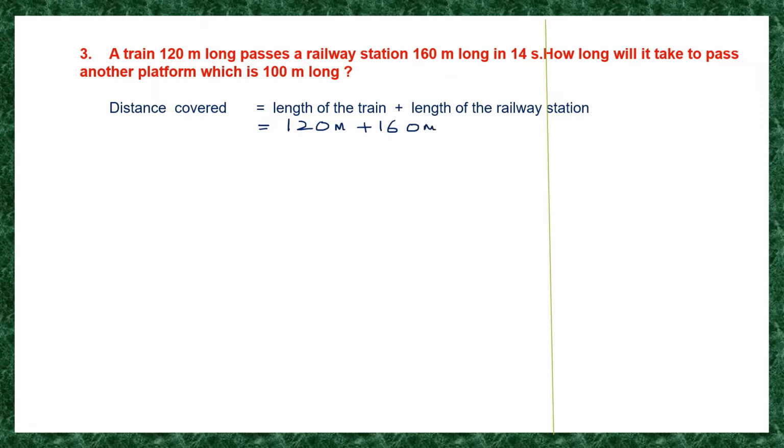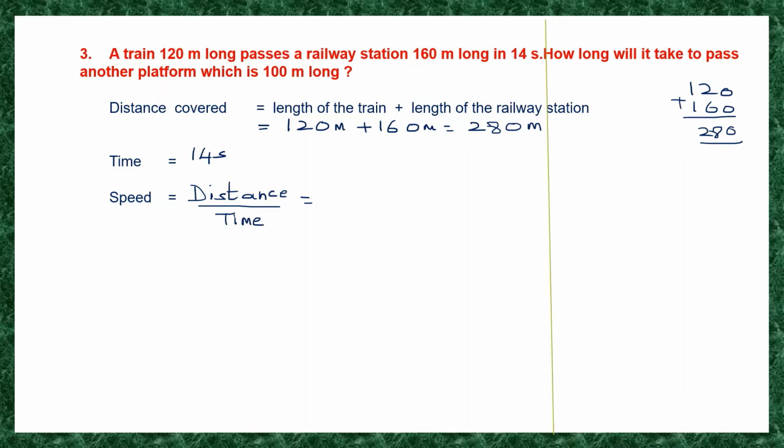So when you add that up, 120 plus 160, we get 280 meters. This is the distance covered. Now the time taken is 14 seconds, which is given to us. Now we have to find the speed. Now speed will be distance by time. So distance is 280 meters and time is 14 seconds.